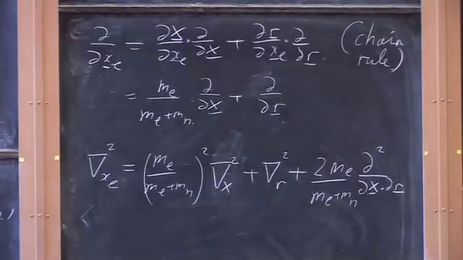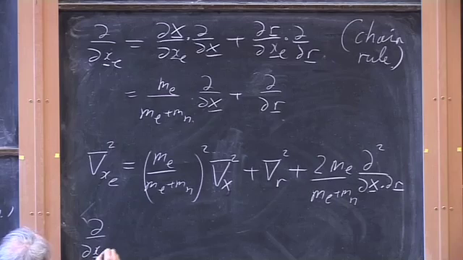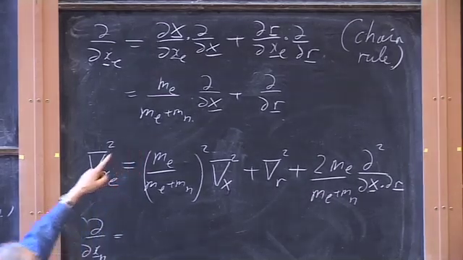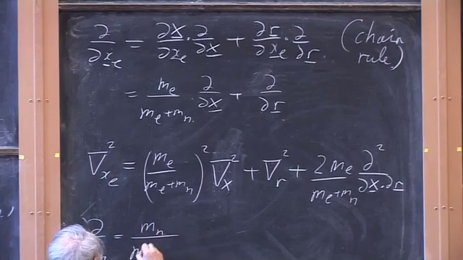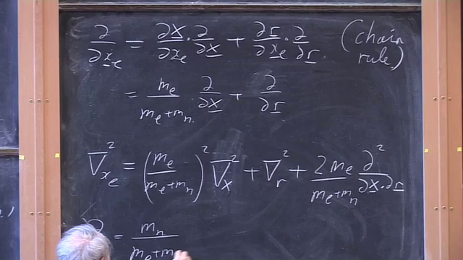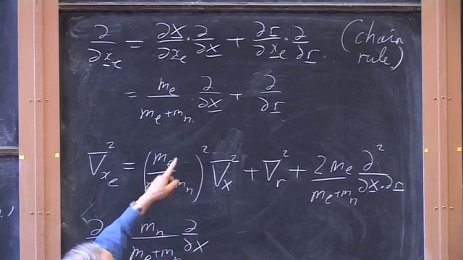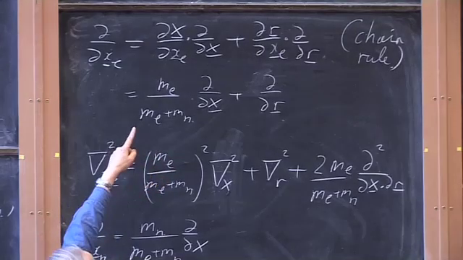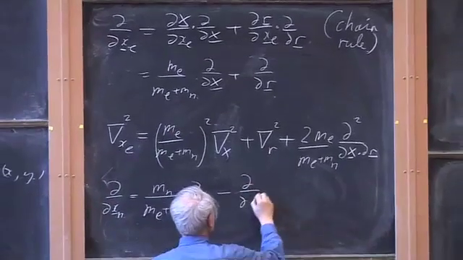And we can make it go away easily by just working out what d by dxn is. That's going to be d big X by dxn, which is going to be mass of the nucleus over mass of electron plus mass of the nucleus, d by d big X. And then it's going to be dr by dxn, which is going to give us a -1 instead of a +1. So this will be minus d by dr now.